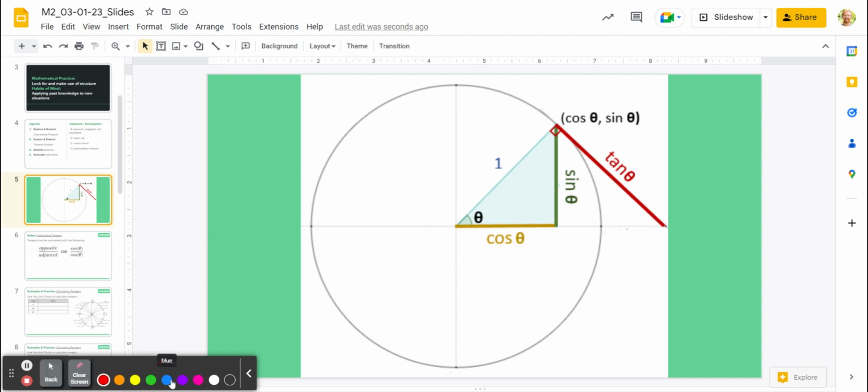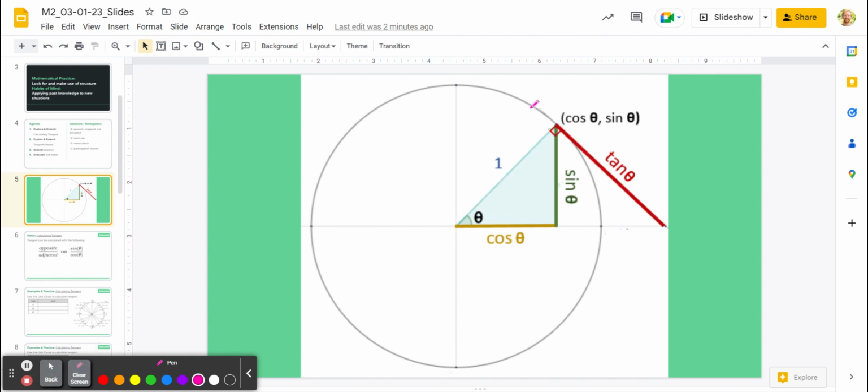We have our unit circle. We have our sine line, which is the height of our triangle. We have our cosine line, which is the width of our triangle. And now we have this new line, tangent. What tangent does is it basically makes a right angle with our hypotenuse and runs all the way to the midline of our circle.